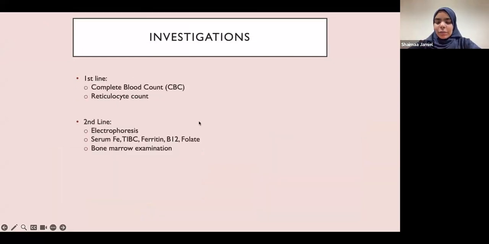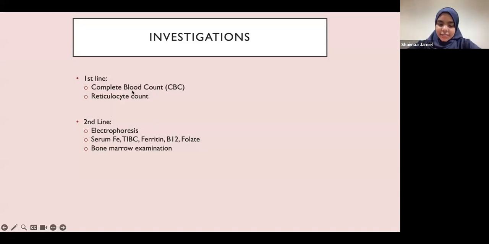So when someone presents to you with some symptoms of anemia, you have to do investigations. And there are first-line investigations and second-line investigations. So first line, you're trying to look at what is the most likely cause. So you have anemia, and you're trying to know what might have caused it. So then you do the first line. And then the second line, you're trying to confirm or know specifically exactly the cause of this anemia.